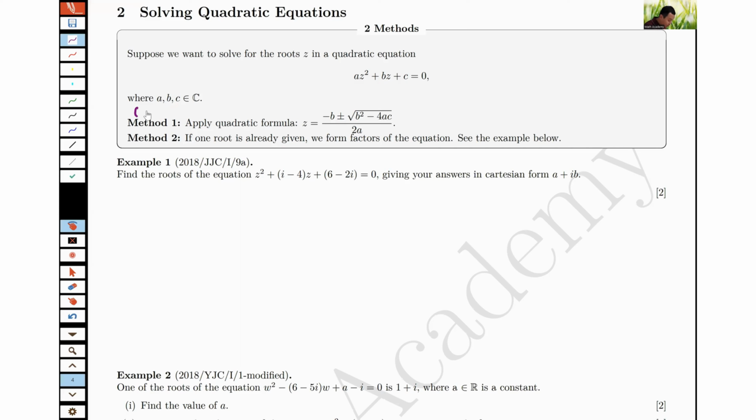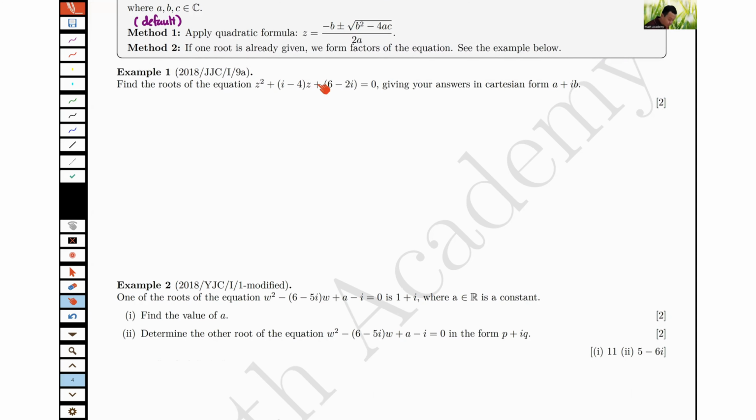Default should be quadratic formula. Okay, by default, we will go for quadratic formula. Let's start with this first. Method 2, we talk about it later on. So quadratic formula will hold for something like this.